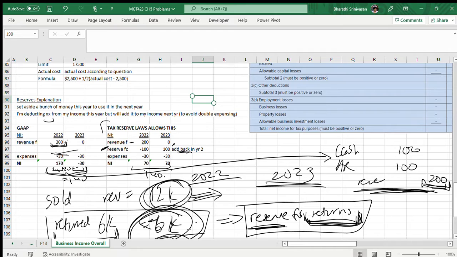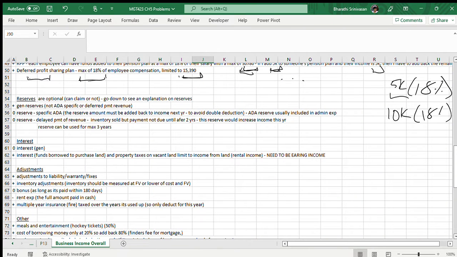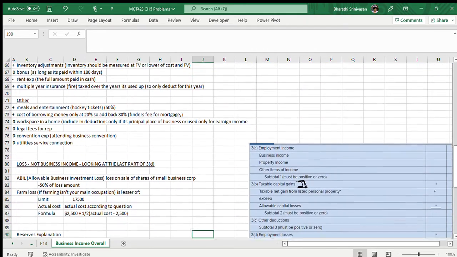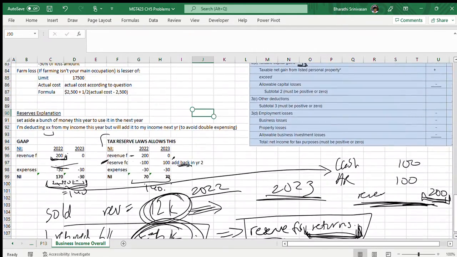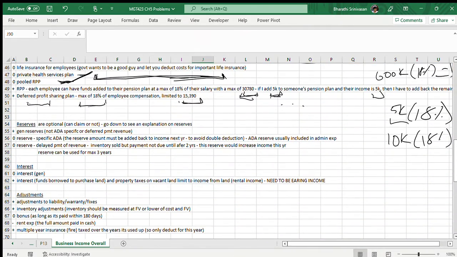One thing is you can't do this reserve for everything. There's only a couple of things you can use reserves for. Two things. One is accounting for doubtful accounts and the other is delayed payment of revenue. Delayed payment of revenue is the example that we just did, where something's sold right now, but you won't be getting all of the money, or you won't be getting a portion of the money until later on.